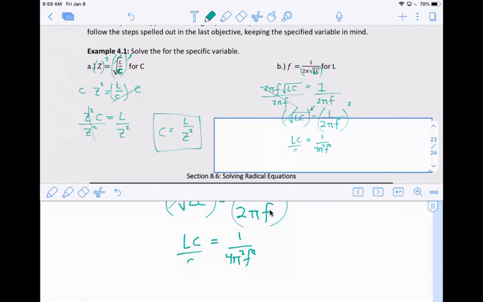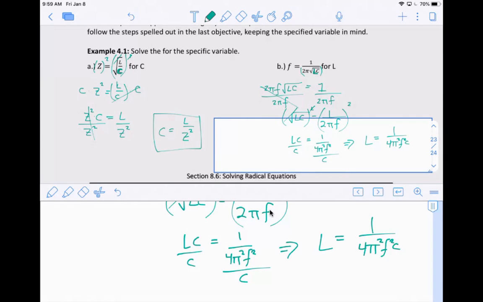And then lastly, we can divide by c. Don't panic when you see that double fraction. It just sneaks in the bottom. 4 pi squared f squared c. And I have solved for L. Again, maybe you don't know what L and C and F all stand for, but you've done what they asked. You've solved for L. All right, that's it for 8.6.